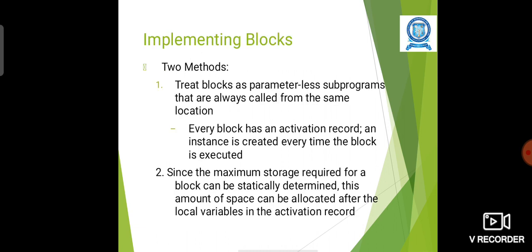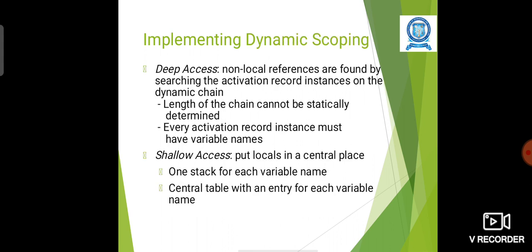Implementing blocks, there are two methods. Treat blocks as parameter-less subprograms that are always called from the same location. Every block has an activation record. An instance is created every time the block is executed. Since the maximum storage required for a block can be statically determined, this amount of space can be allocated after the local variables in the activation record.